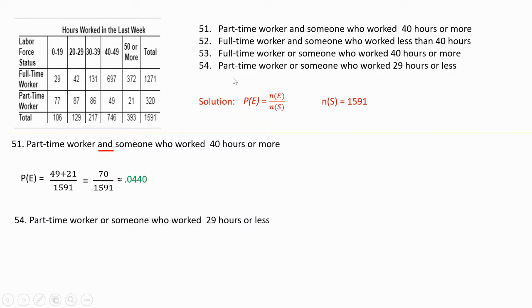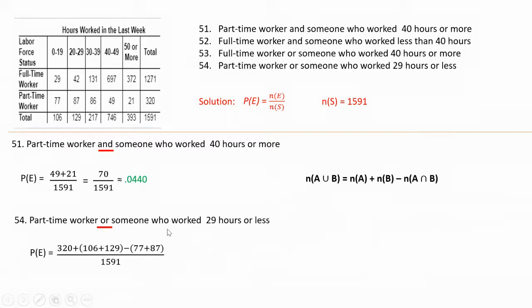Let's do 54 now. Part-time worker or someone who worked 29 hours or less. So the main thing is or. For or, guys, we're going to use the formula from before, the addition formula. So P of E, let me show you where this came from. So for part-time worker, we're going to go all the way over here on the part-time worker. It's going to be 320. And then someone who worked 29 hours or less, so then we go here.